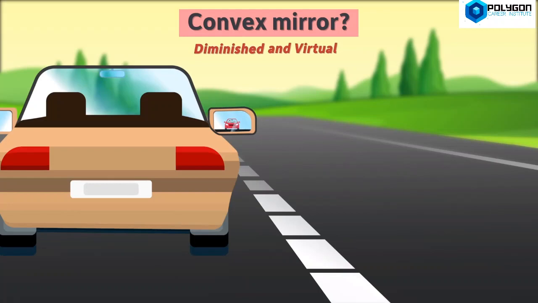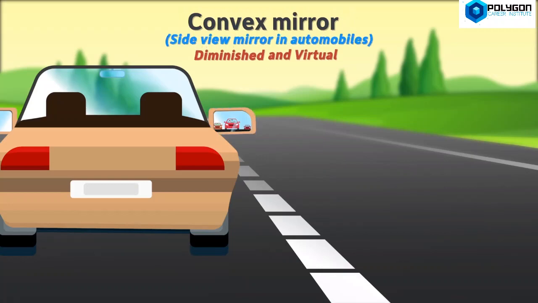What's the advantage here? As the image is smaller in size, only a small portion of the convex mirror is required to view the image. Hence, we are also able to see other vehicles and objects in the mirror. In fact, even faraway objects are visible as tiny objects. So a convex mirror is used as a side view mirror in automobiles.